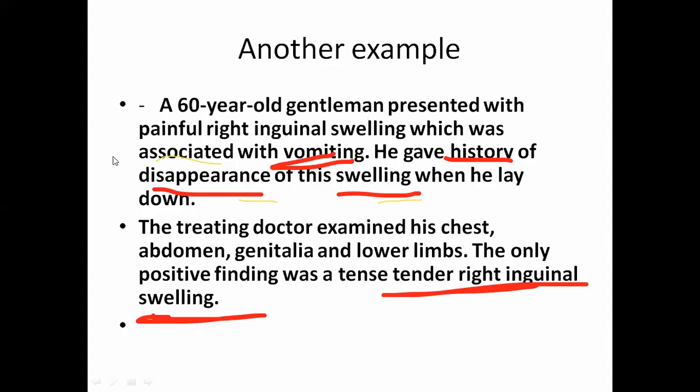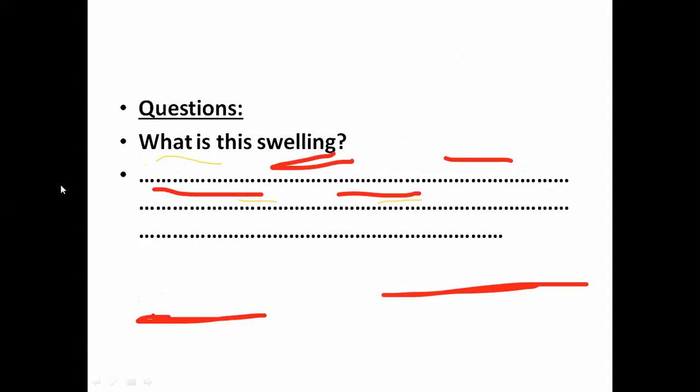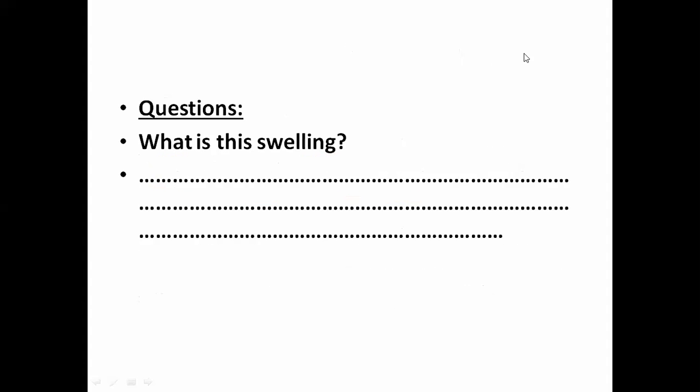Go to the next slide. What is this swelling? Strangulated right inguinal hernia. This is most likely a strangulated right inguinal hernia, right? Why? Because it is painful, and there is vomiting.